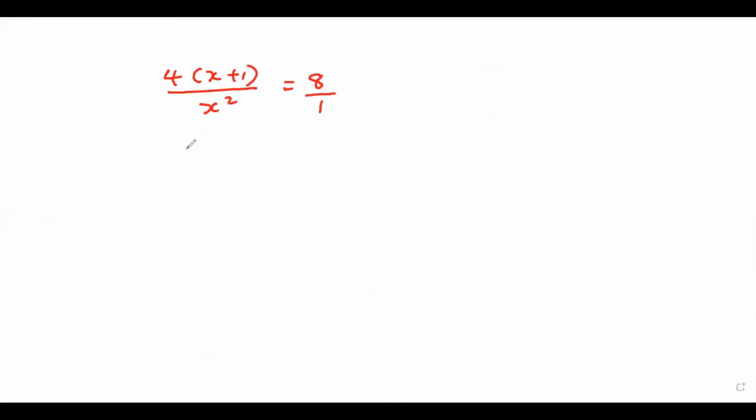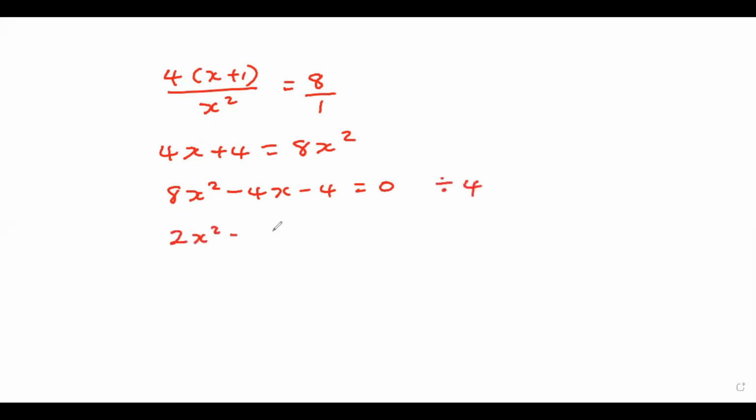So that's 4x plus 4 being equal to 8x squared. If you look here, this is a quadratic. So we have 8x squared minus 4x minus 4 being equal to 0. Because all three numbers are divisible by 4, I can do that. So we'd have 2x squared minus x minus 1 being equal to 0.